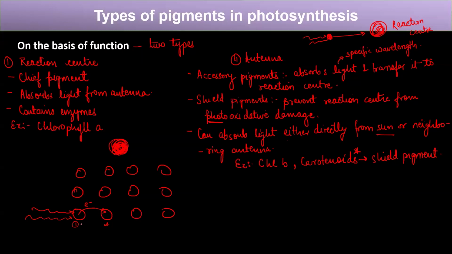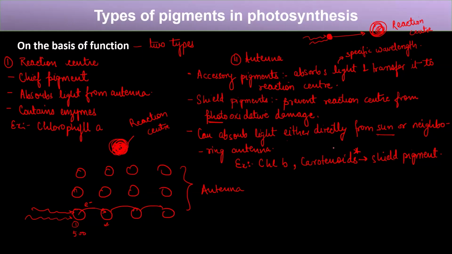So here you can see that these are your antennas, and this is your reaction center. When it absorbs light, it will transfer it like this, and these have different wavelengths. Suppose this one is of wavelength 500 nm. The next should be of higher wavelength, because we saw in the previous lecture as well that pigments always transfer their energy to a higher wavelength, right?